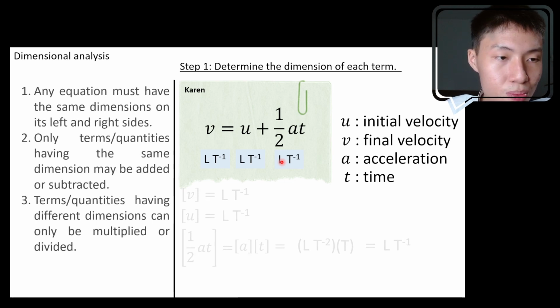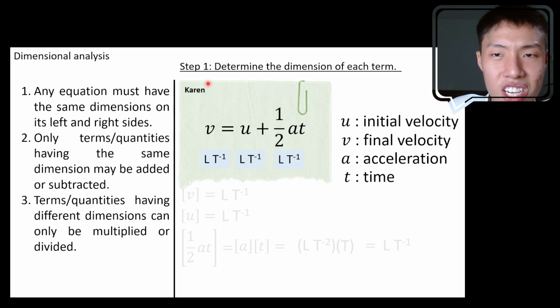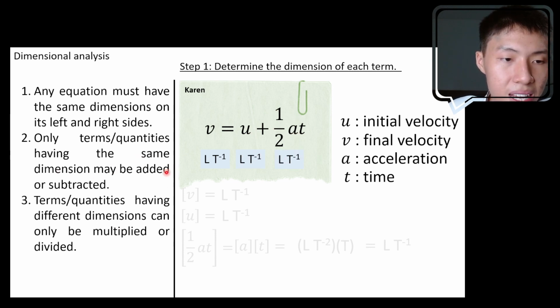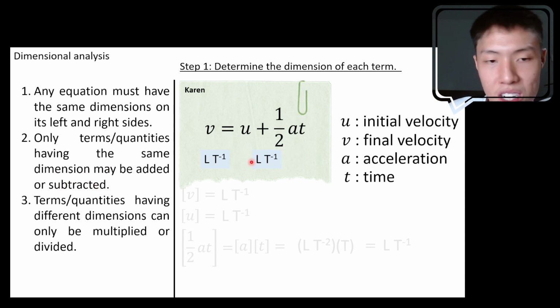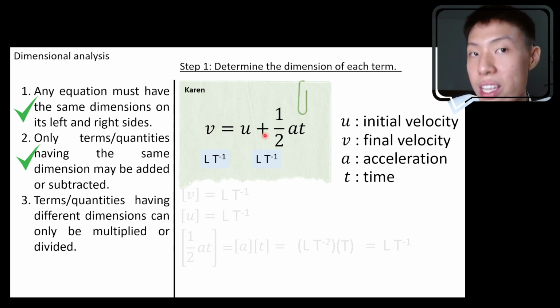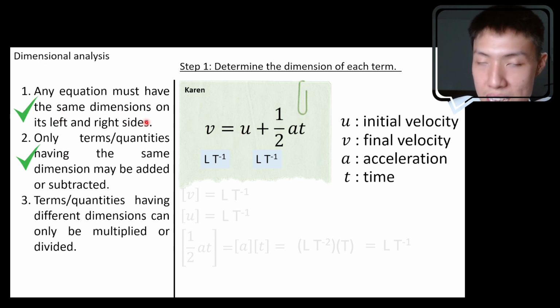Second step, we should be analyzing. I didn't change the title here. It should be step 2. We need to analyze according to the criteria that we have. Sorry, I didn't change this step over here. Okay, so these are the 3 criteria. Let's see. U plus half AT, they have the same dimension. So if they have the same dimension, they can be added or subtracted. So we can combine their dimension together. So now in this case, number 2 is followed, number 1 is followed, because the left hand side of the equation and the right hand side of the equation have the same dimensions.